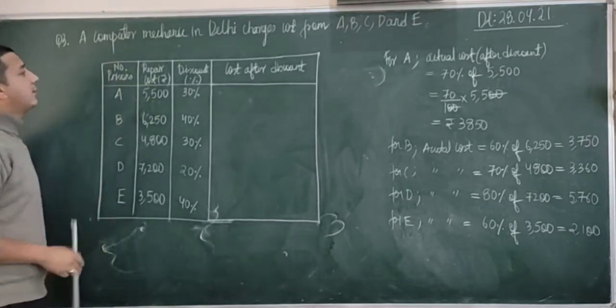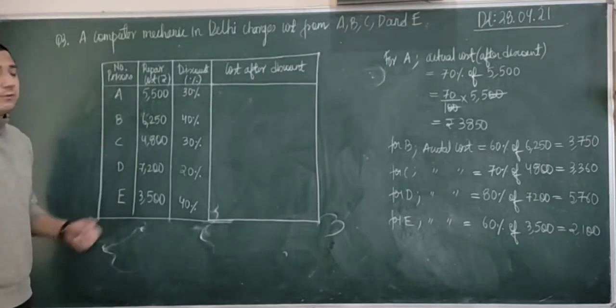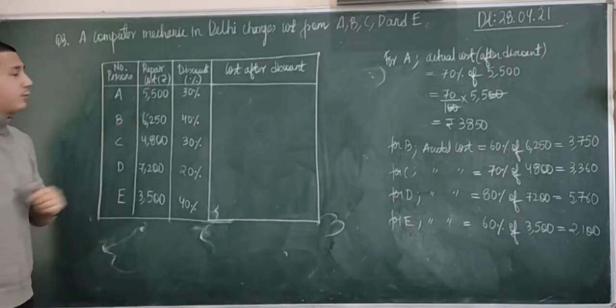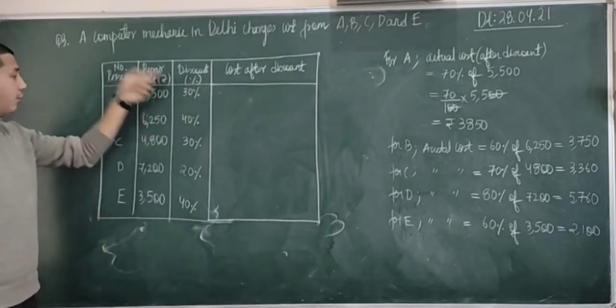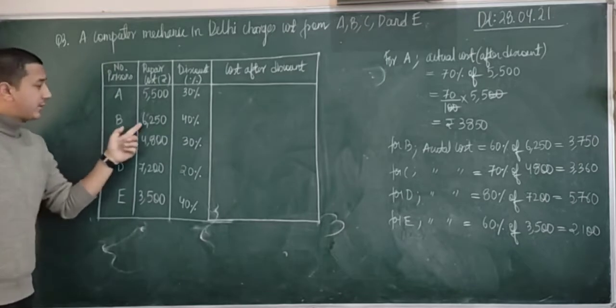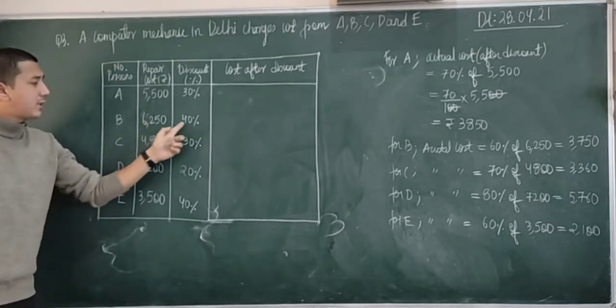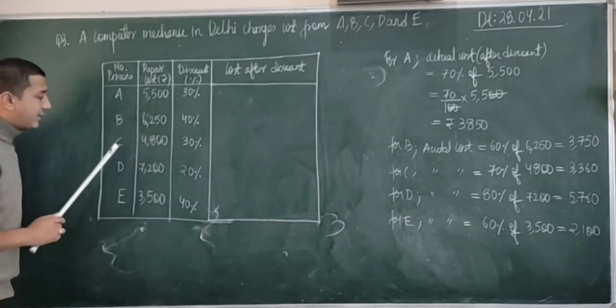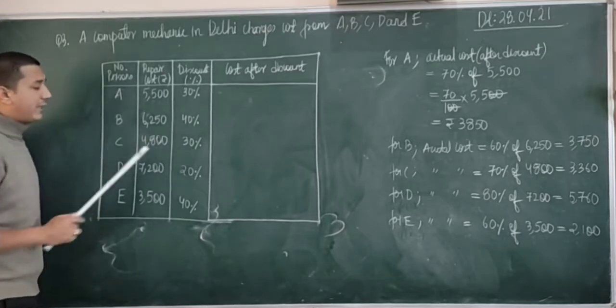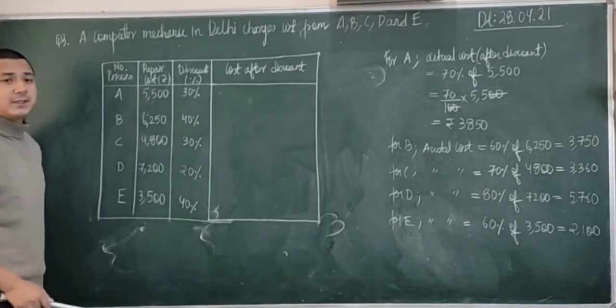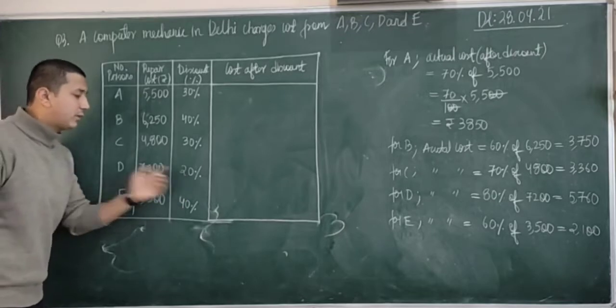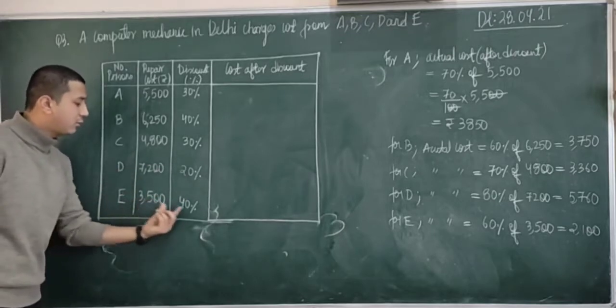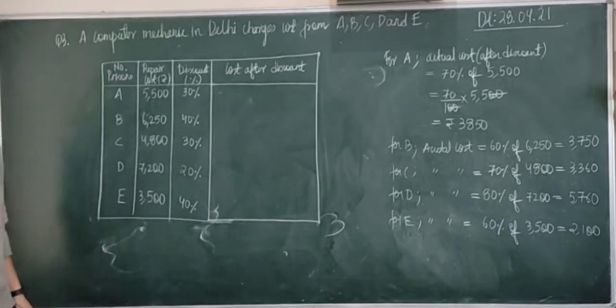So his repair cost for A is 5,500 with discount 30%. For B, he charges 6,250 with discount of 40%. For C, he charges 4,800 with a discount of 30% again. For D, this much with 20%. For E, this much with 40%. Are you clear with the question?